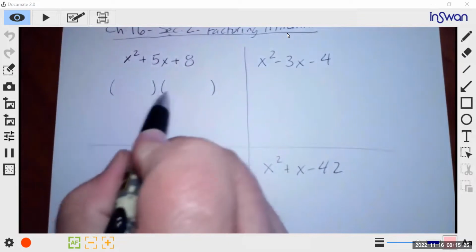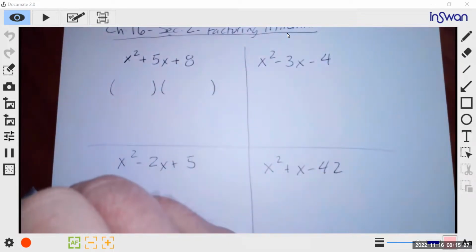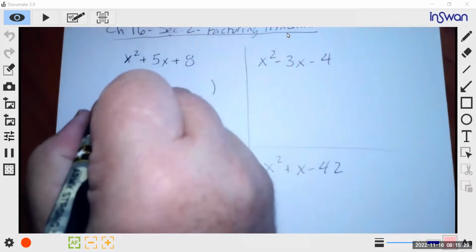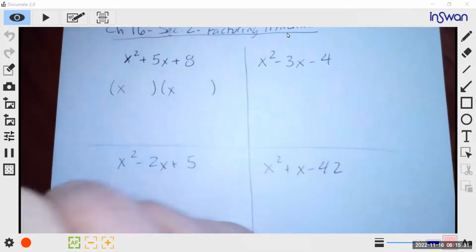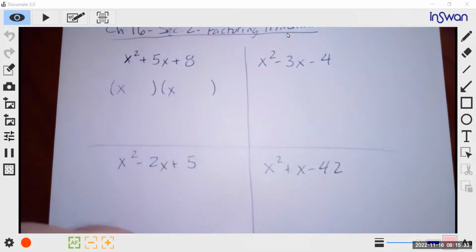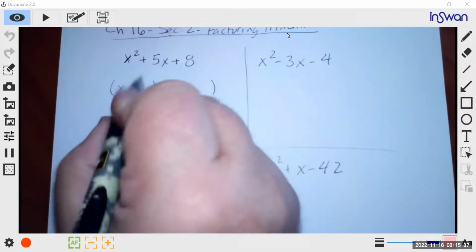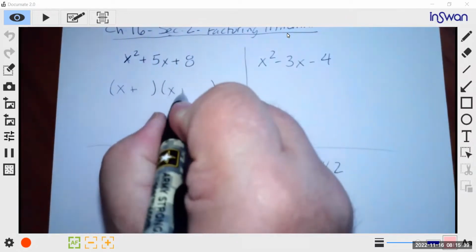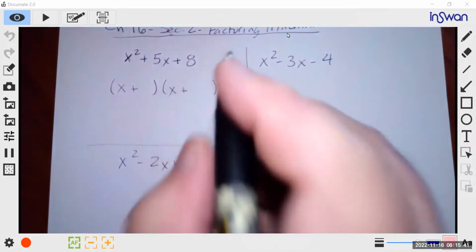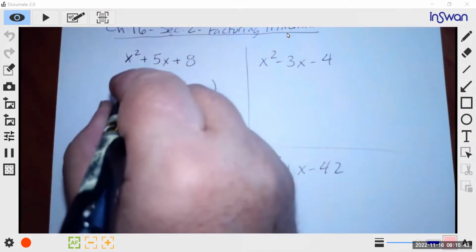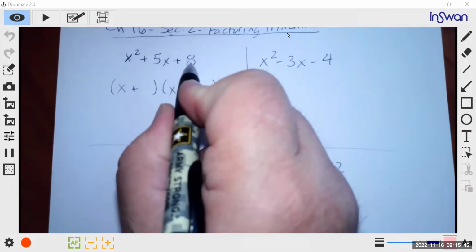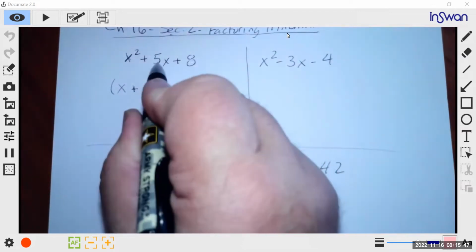Okay, so what goes in the first spot? Yeah, what makes up x squared? X times x. What signs go in there? Yeah, since they're both the same, they're both positives. Okay, I should not have put this one first because it's a trick question. What times what is 8? When you add them, you get 5.